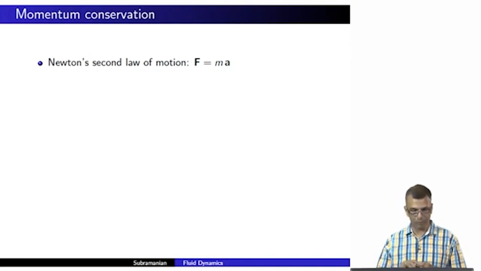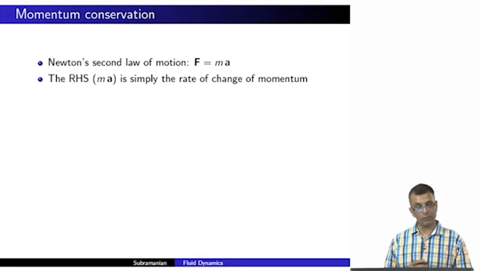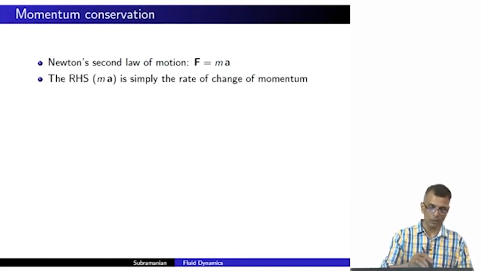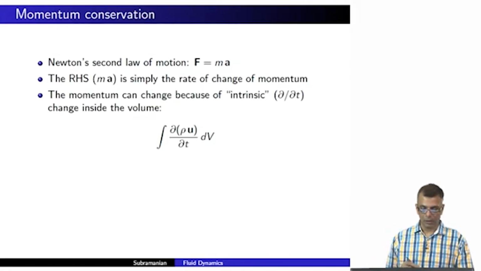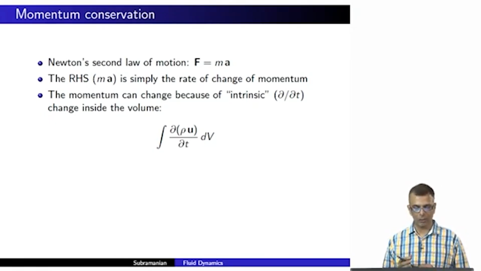So the right hand side here, ma, is simply the rate of change of momentum. The left hand side, well, is simply the force acting on the fluid element, right? So there are two reasons the momentum can change.